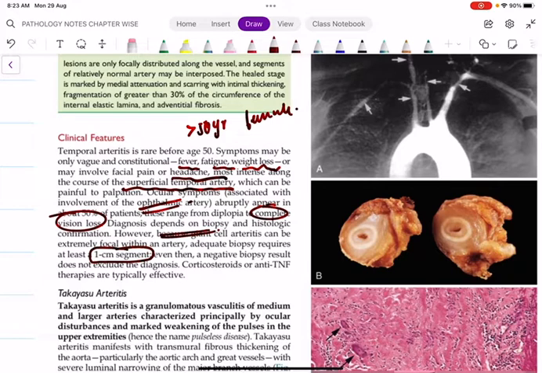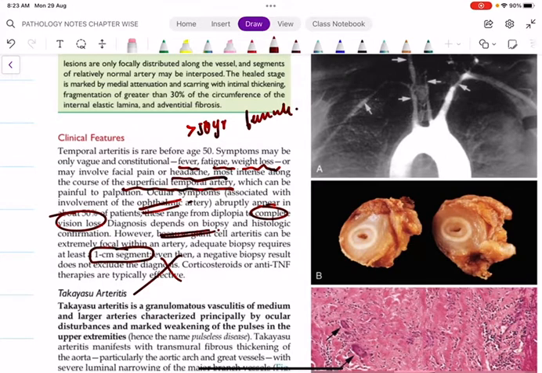At least 1 centimeter, yes, at least 1 centimeter segment of the artery should be involved. Fine? Yes. Suppose in biopsy, you found that there is no granulomatous inflammation. Then also you should not say that this is not temporal arteritis.